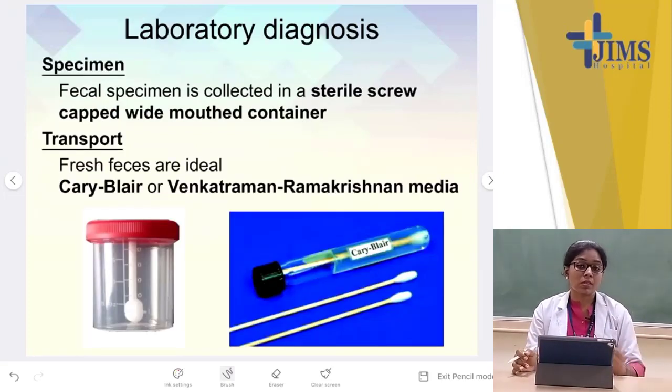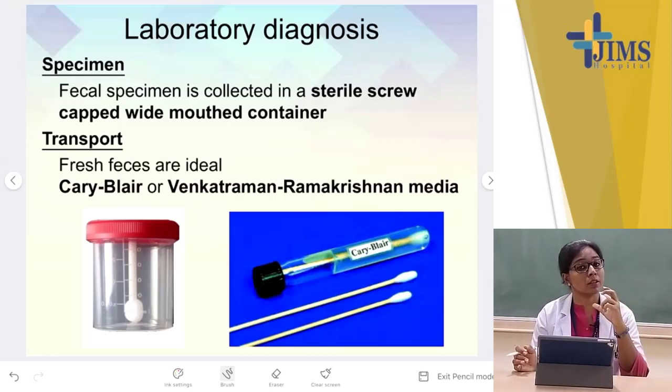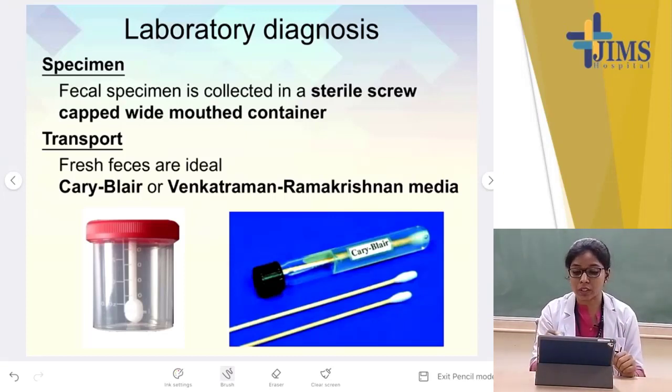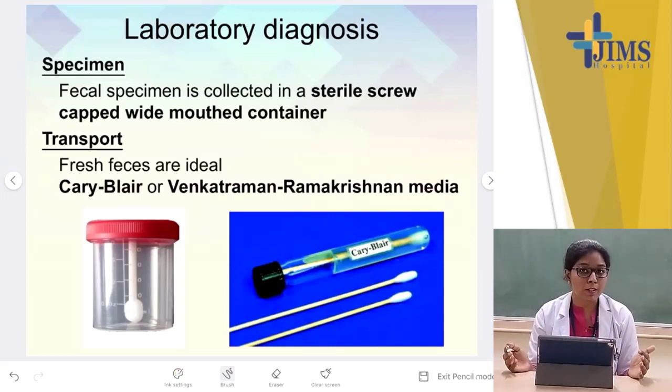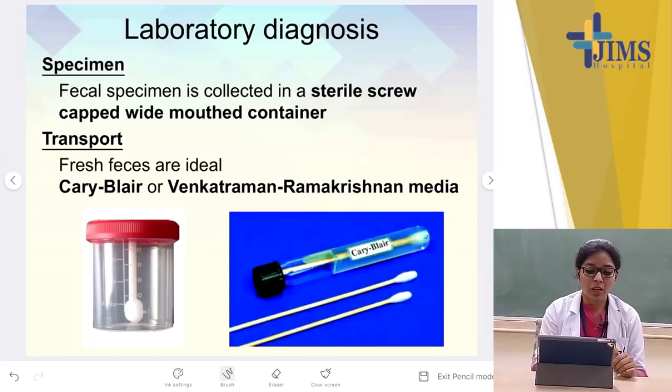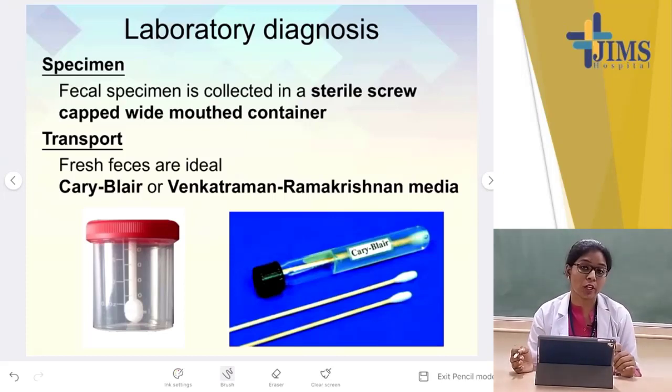Now lab diagnosis, just the same. For bacillary dysentery, we took a fecal specimen and we contained it in a fecal specimen container. The same is applied over here. It's the sterile screw-capped wide-mouthed container in which the fecal specimen is collected, and it should be done with utmost sterility, and you will transport it in transport medium.